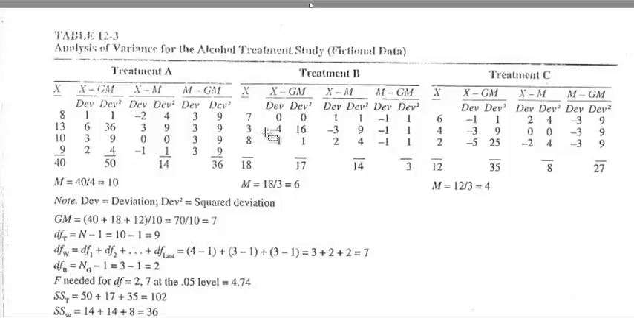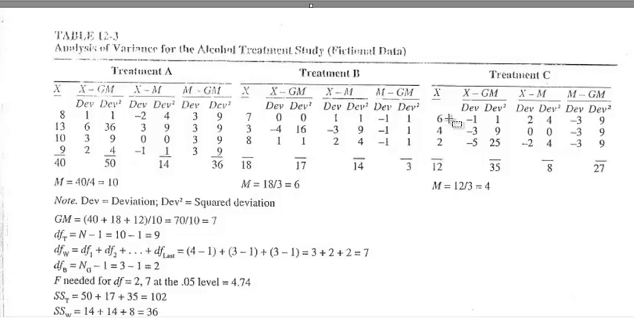3 minus 7 gives us a deviation of -4. 8 minus 7 gives us a deviation of 1. Again, we're going to square all of those deviations, and we're going to sum them up. So this gives us the sums of the squared deviations between the observed scores and the grand mean for those subjects in treatment B. Over to treatment C, again, our grand mean is 7.